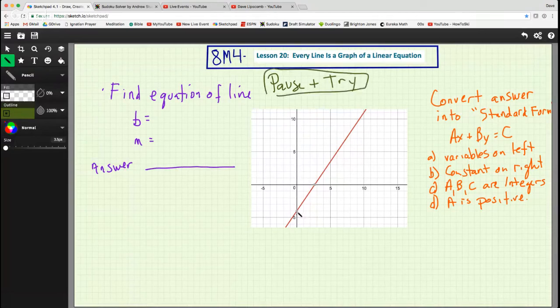I assume you're back. Here we got 0, -4. So our b is -4. Our m, see, we rise 4. We run 3. So our m is +4 over +3 equals 4 over 3. So our answer is y equals 4/3 x minus 4.